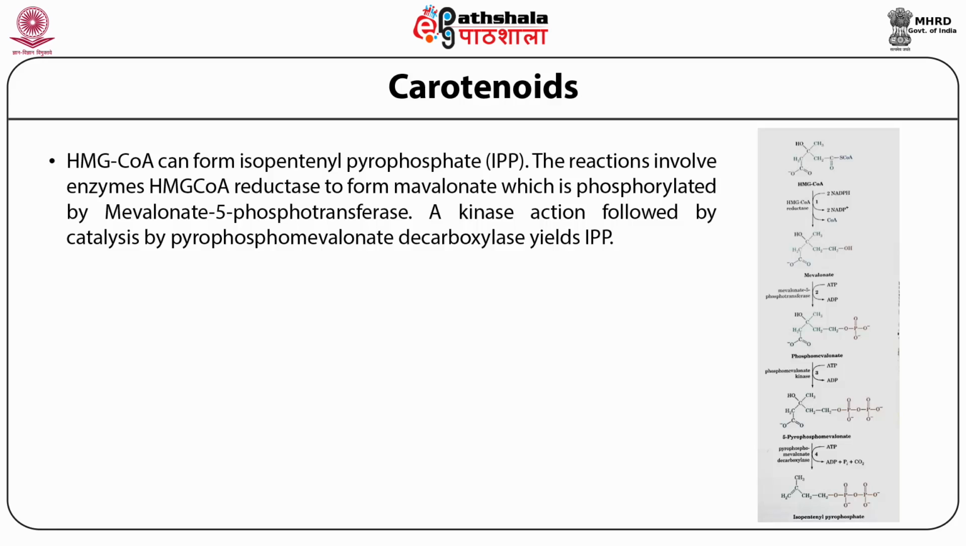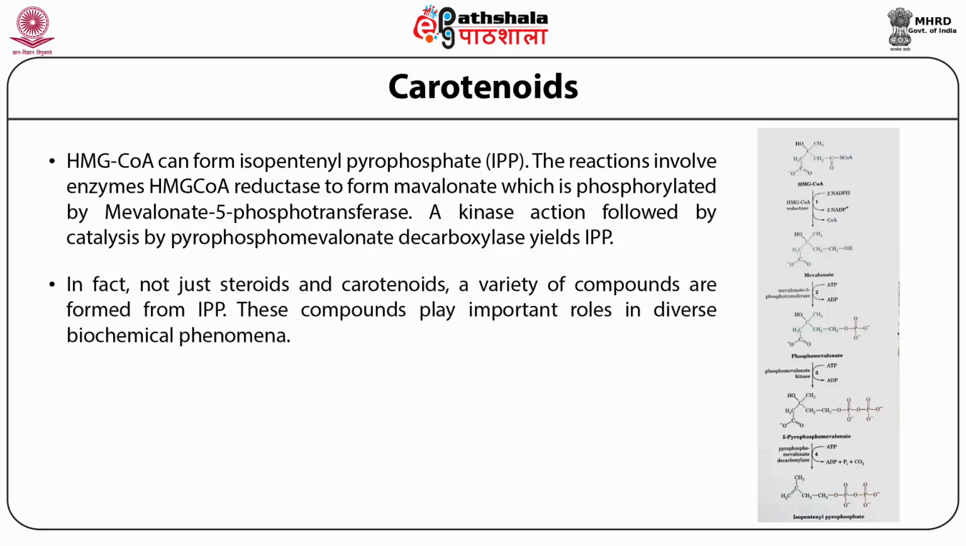The reaction involves the enzyme HMG-CoA reductase to form mevalonate, which is phosphorylated by mevalonate 5-phosphotransferase, a kinase action, followed by catalysis by pyrophosphomevalonate decarboxylase, which yields isopentenyl pyrophosphate. In fact, not just steroids and carotenoids, a variety of compounds are formed from isopentenyl pyrophosphate. These compounds play important roles in diverse biochemical phenomena.